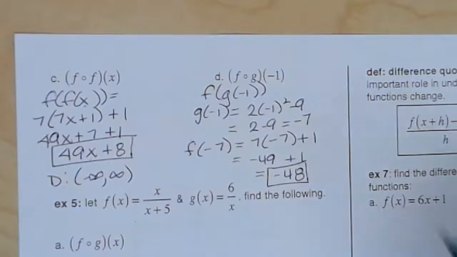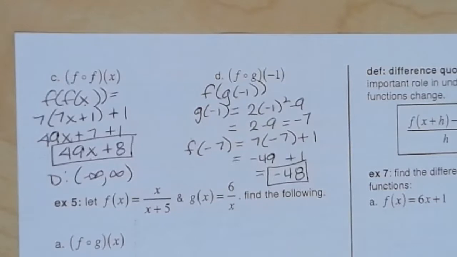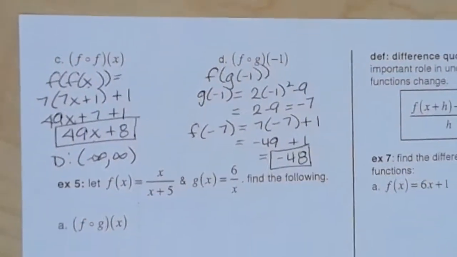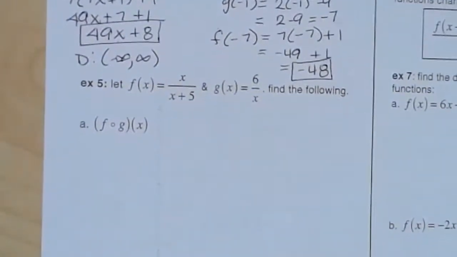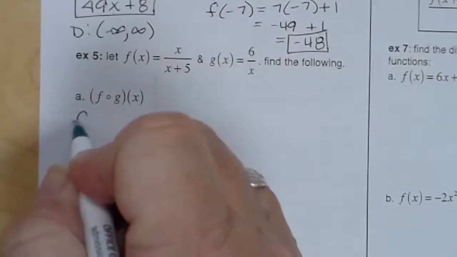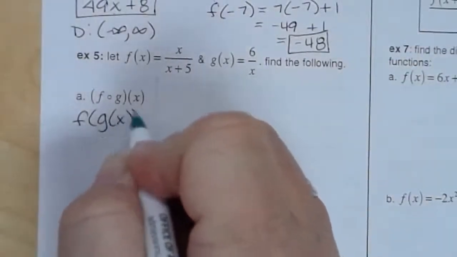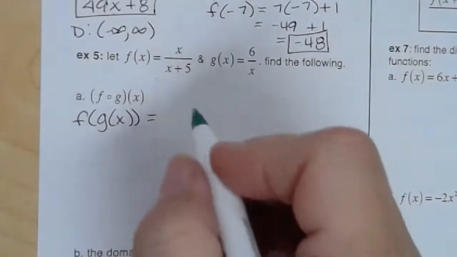Now we're going to be dealing with stuff that does have restrictions. So far, none of these have restrictions because they were either linear or they were quadratic, and those are just all real numbers. So now we go to the next problem, example 5. So f of g of x. I'm just going to write it. So I'm going to take my g equation, plug it into my f.